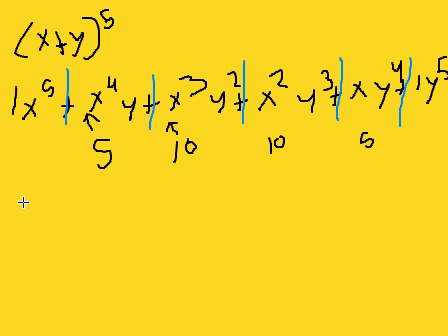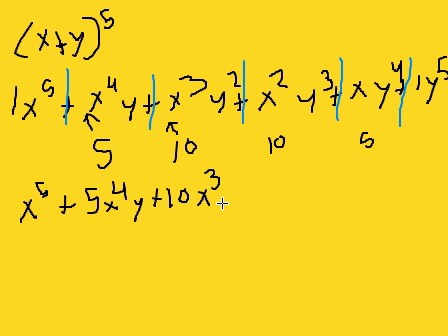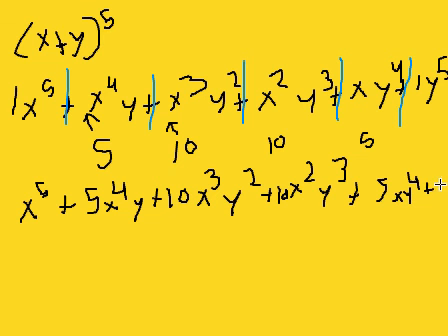So now we should have x to the fifth power plus 5x to the fourth times y plus 10x to the third y squared, plus 10x squared y to the third, plus 5x times y to the fourth plus y to the fifth. And that's our answer.